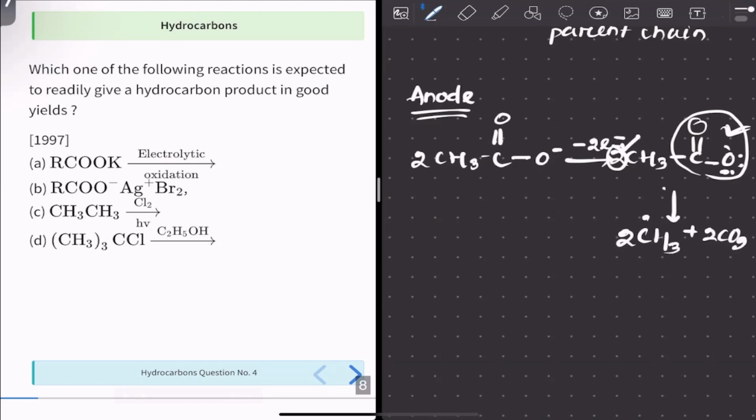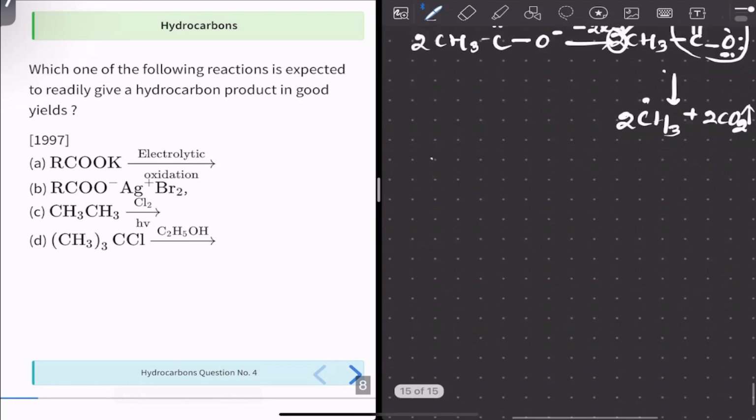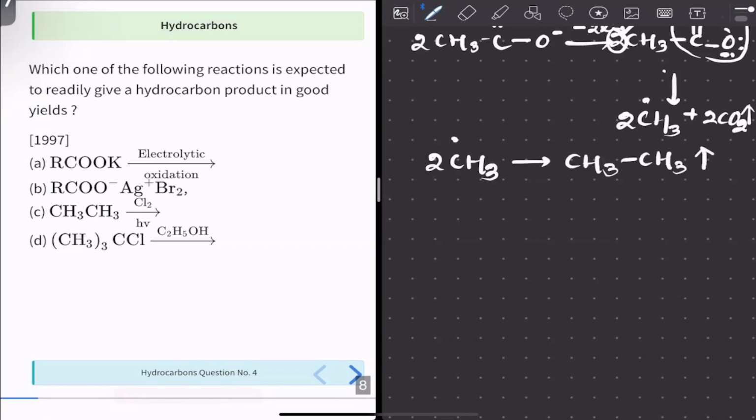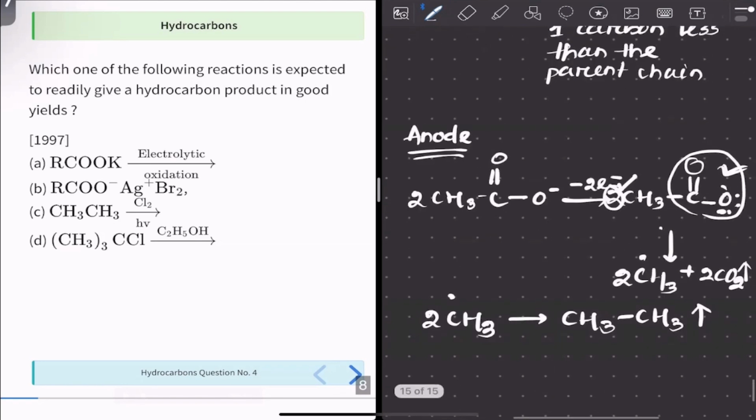Okay. These free radicals will combine with each other, will react with each other to form a hydrocarbon or alkane. Okay. This reaction will happen at the anode.